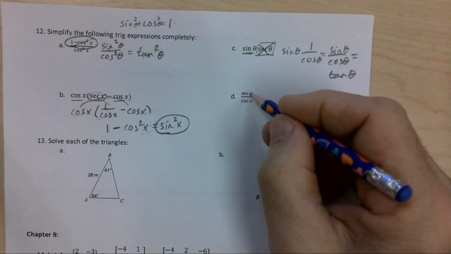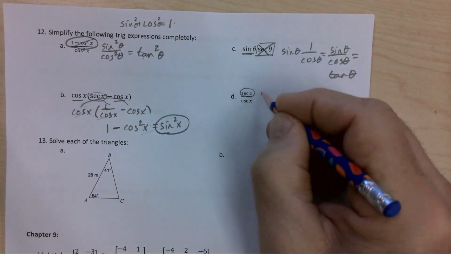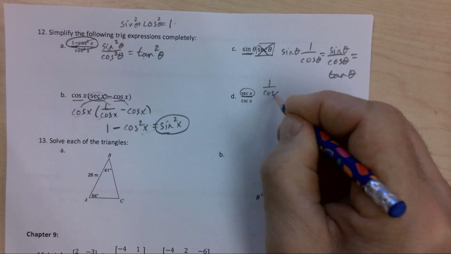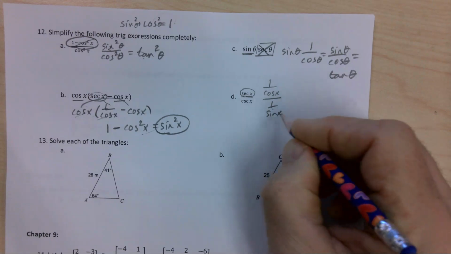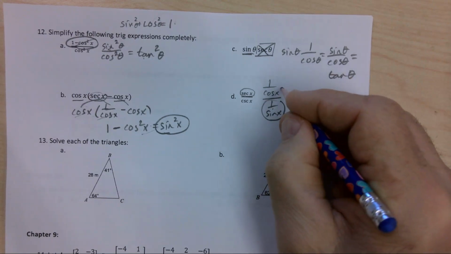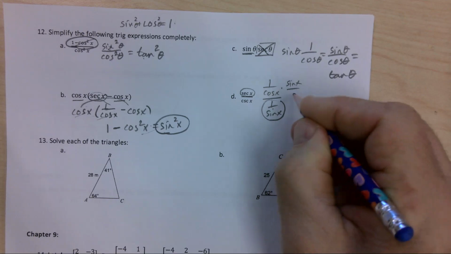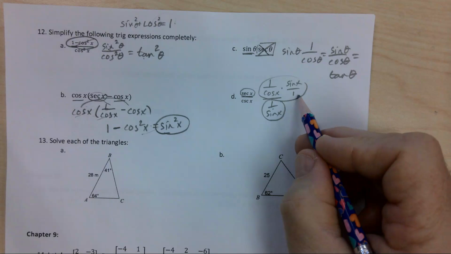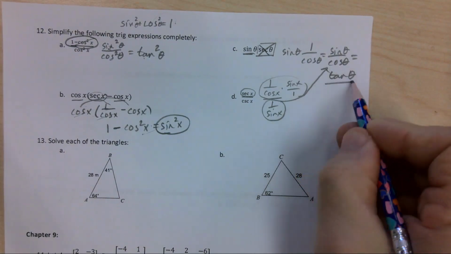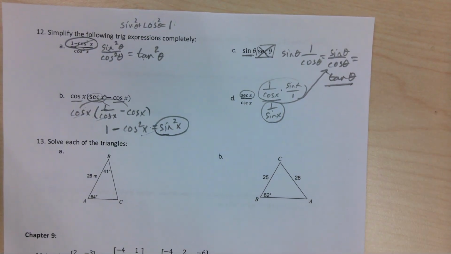All right, let's change both of them. Secant is 1 over cosine. Cosecant is 1 over sine. We always multiply by the reciprocal of the denominator. And then we would just simply get sine over cosine again, which would give us tangent again for letter D.